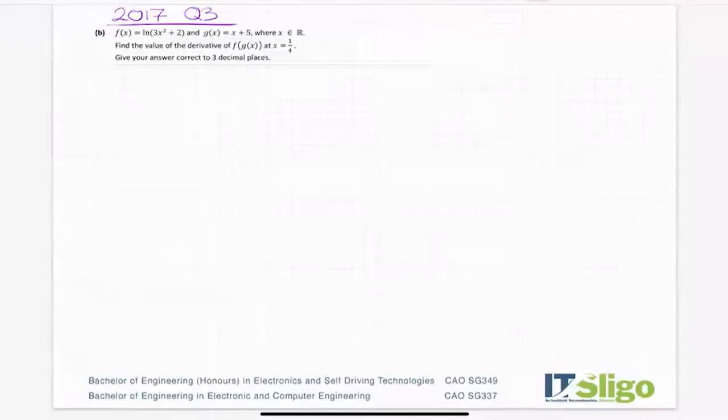2017 question 3 from Leaving Cert higher level was a mix of calculus and composite functions. So it gave you a function f of x was ln of 3x squared plus 2 and g of x was x plus 5. Find the value of the derivative of f after g of x at x is equal to a quarter. Give your answer correct to 3 decimal places. Okay, so f after g of x.